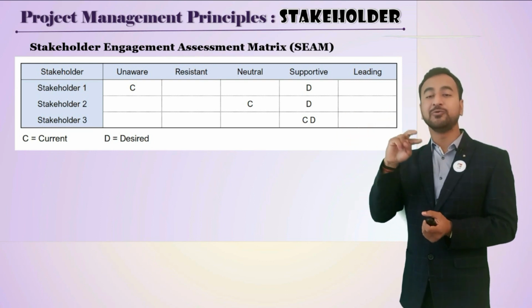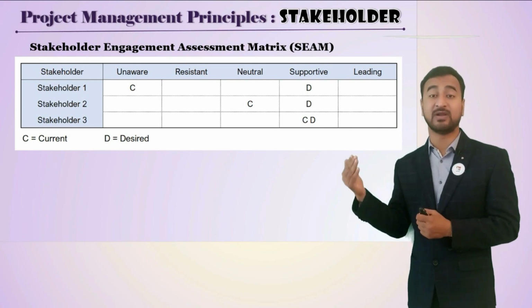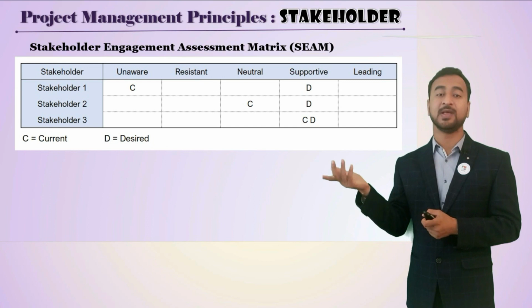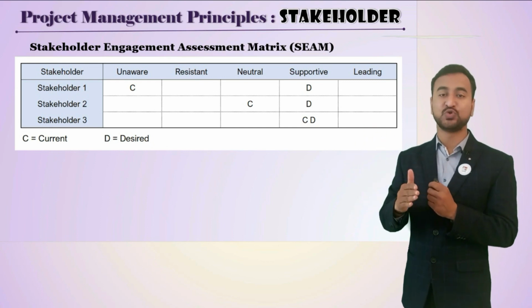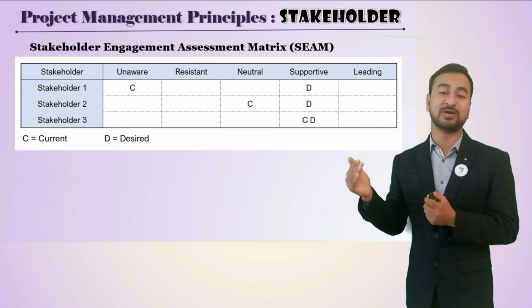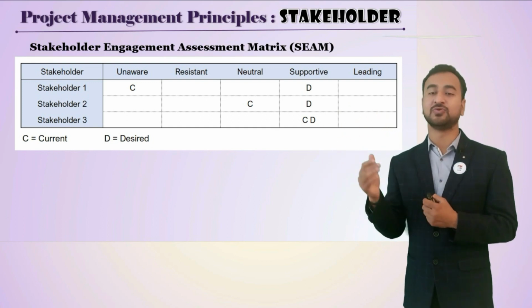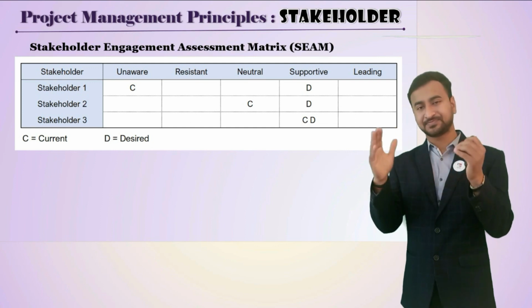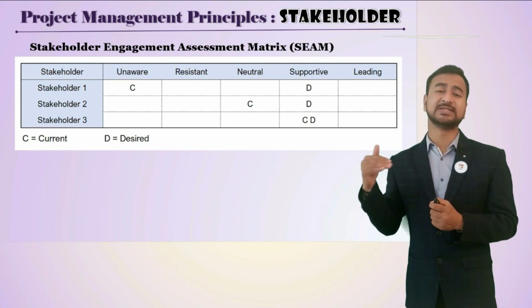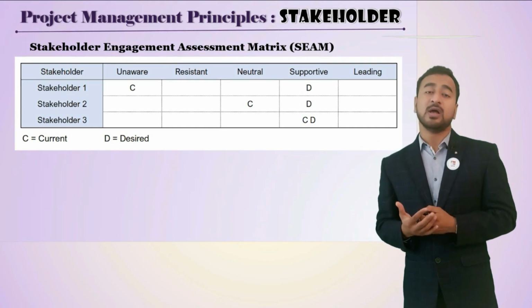So how do you map this gap? That is the reason you have to develop and define a strategy for that. Stakeholder 2 is at a neutral current stage, but you want to shift them to the desired level, and stakeholder 3 has the same current and desired engagement level, so you just need to maintain the strategy. This is how we define the strategies to manage the different stakeholders.